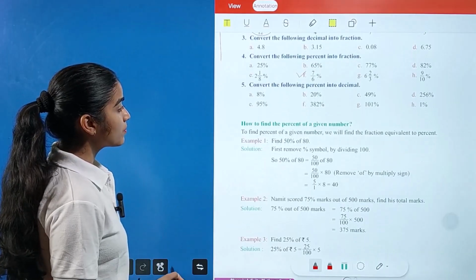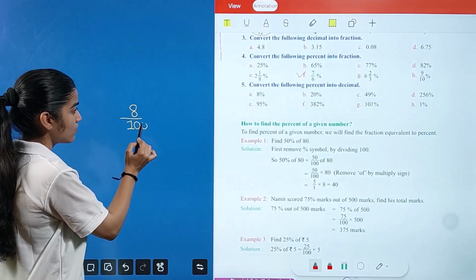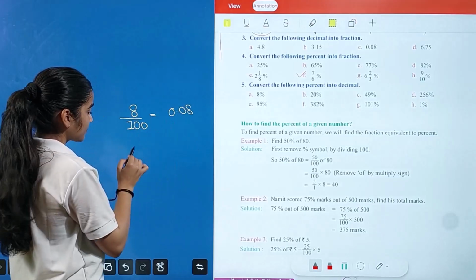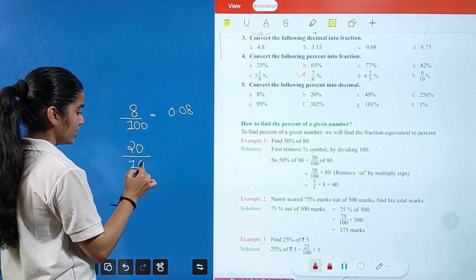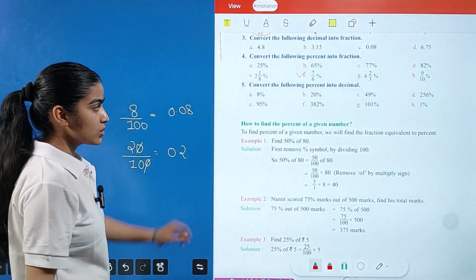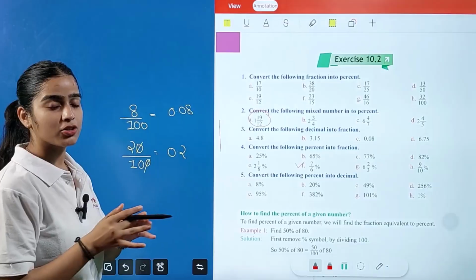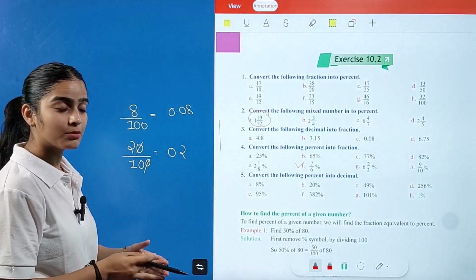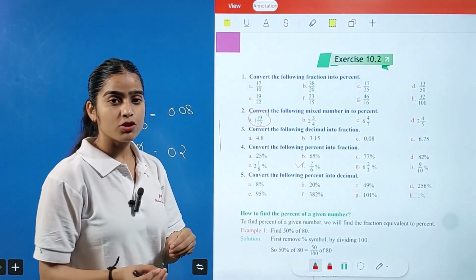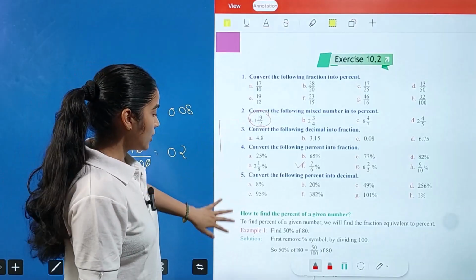Now convert the following percent into decimals. So 8 by 100, because we are removing this percent sign, 0.08 is your answer. 20 upon 100, 0 is cancelled out with 0, so 0.2 is your answer. So students, that is very easy for you. How can you convert your percentage into fraction, fraction into percentage, percentage into decimal? That is very easy conversion, and I hope you understood it very well. So you just have to repeat the same process as I do for different kinds of questions here, and then you will get your answer.